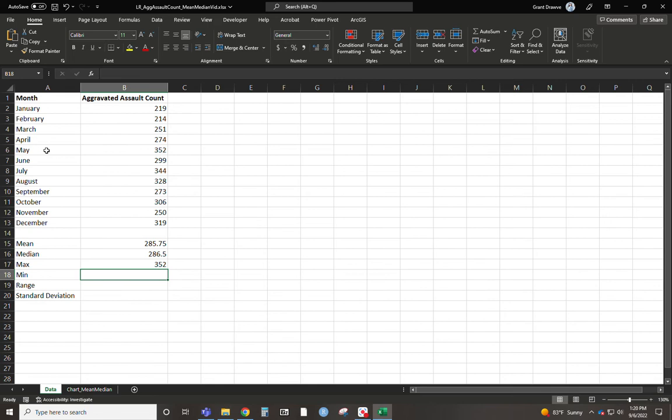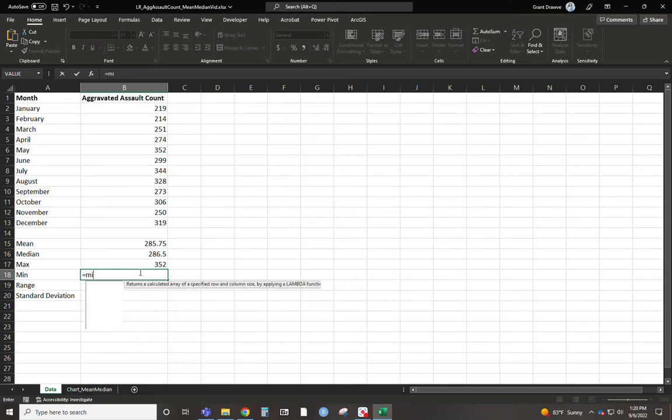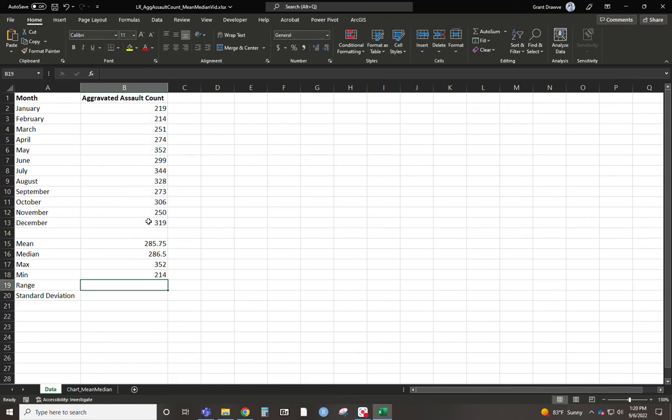Our minimum, oh, there we go, it's a little slow. Same process: type in MIN, open paren, highlight that same data set, close it off. Then for our range, it doesn't have a specific function, but if you remember the calculation, we take our maximum minus our lowest value. My Excel's being a little slow. Hit enter, and we see we have a range of 138.